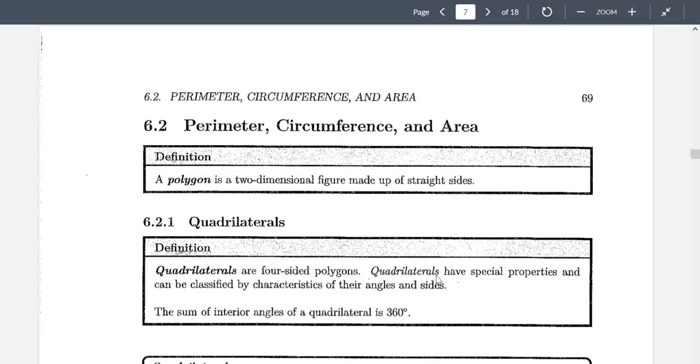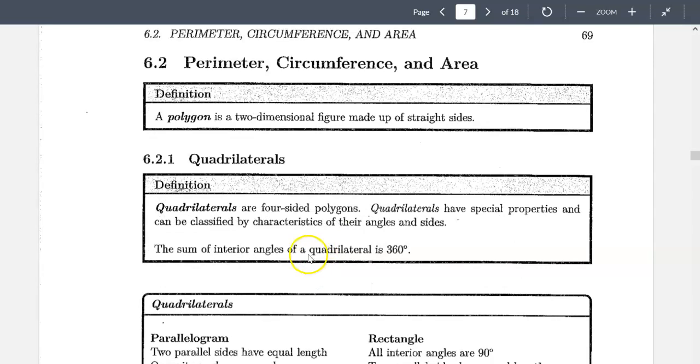In chapter 6.2, now we're looking at perimeter, circumference, and area. Now, we looked at triangles. The next shape we're going to look at is something called a quadrilateral. A triangle has 3 sides, a quadrilateral has 4 sides, and the interior angles of a quadrilateral all sum up to 360 instead of 180.